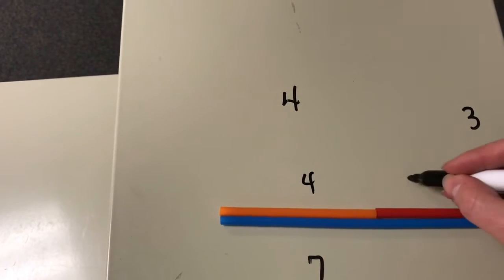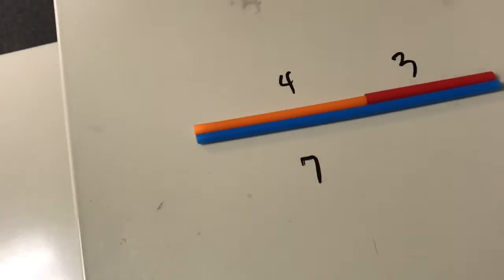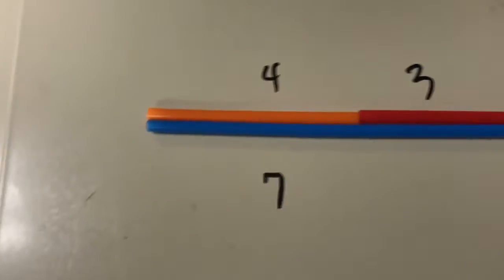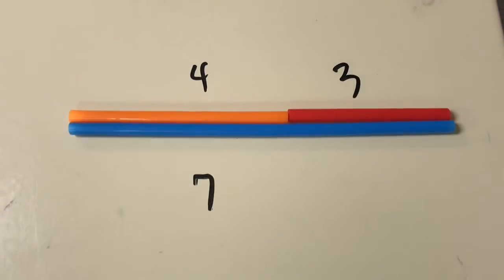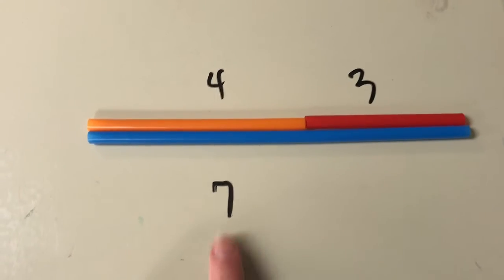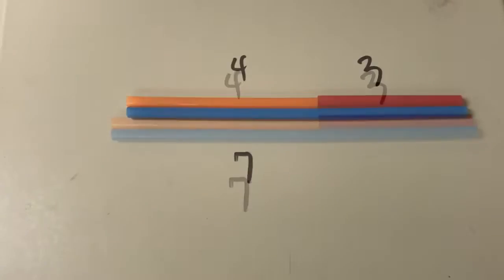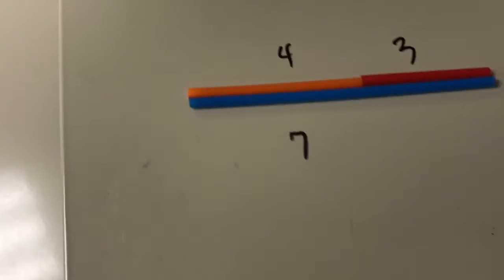4, 3, 7. I guess what that means is, in order for 3 side lengths to make a triangle, the 2 smaller sides have to have a sum that is greater than the larger side. Since 3 plus 4 is not greater than 7, then we can't make a triangle. So let's try a couple others.